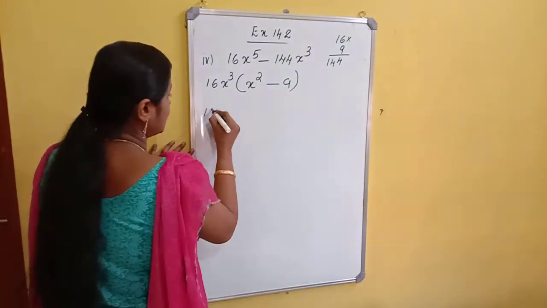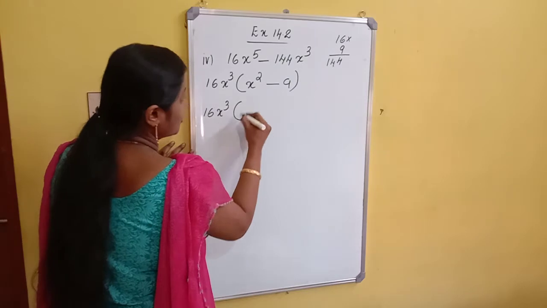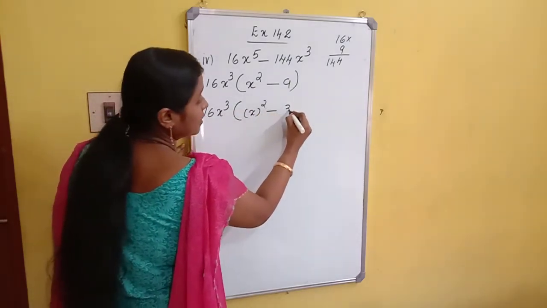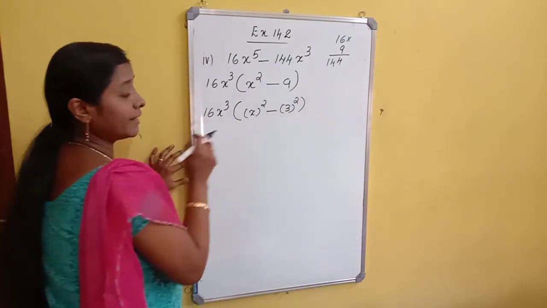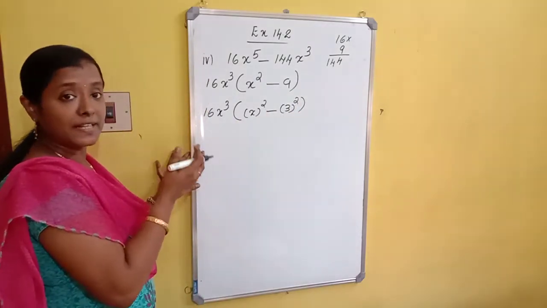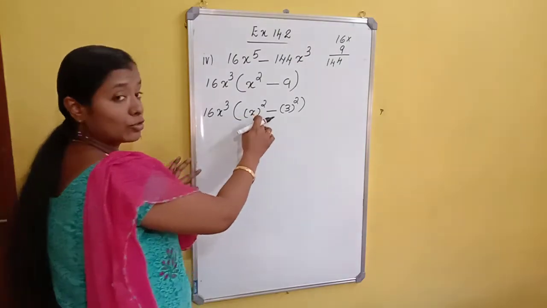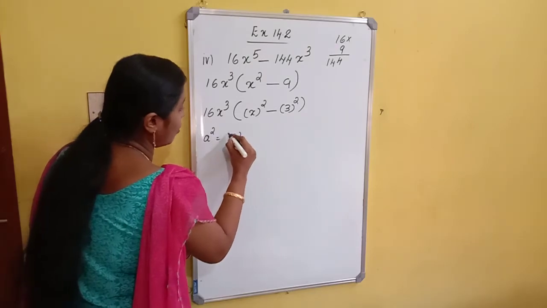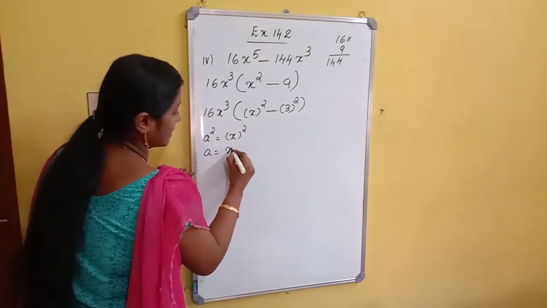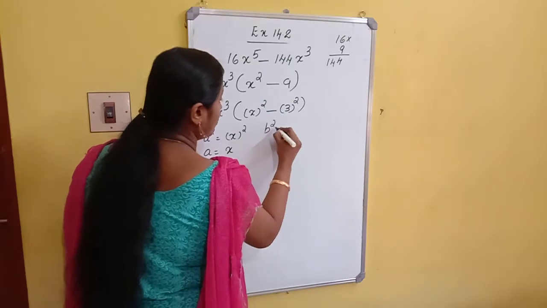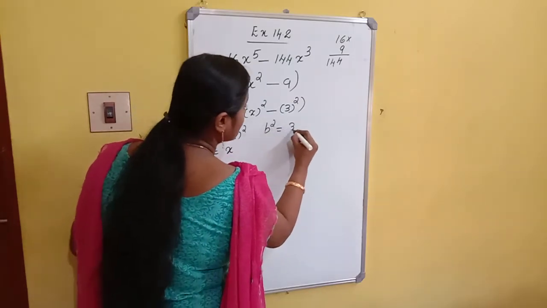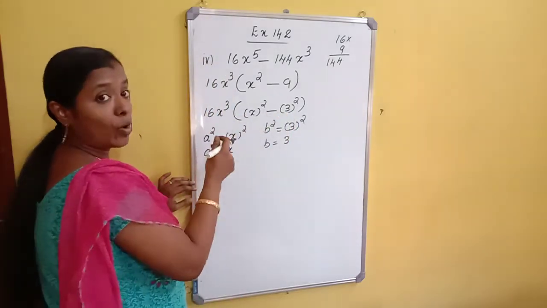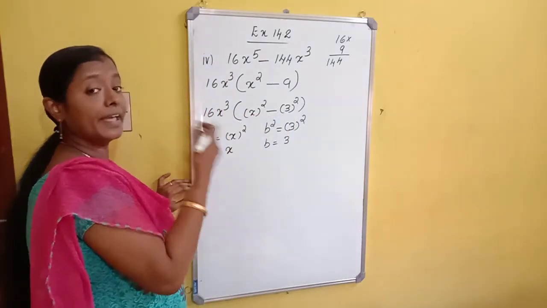Okay, then 16x cube into x square, x whole square minus 9 means what? 3 whole square. Then directly you can apply what? A plus b into a minus b. It is compared to what? A square minus b square. A square equal x the whole square. So what is a? X. Clear? B square equal to what? 3 the whole square. So what is b? 3. Then we can apply what here? A plus b into a minus b.